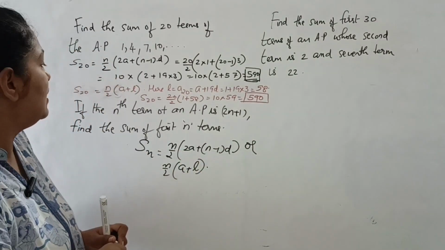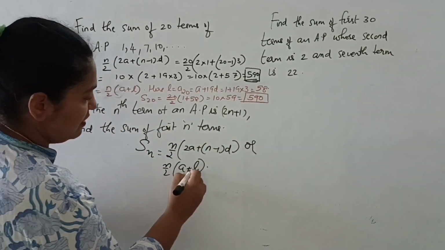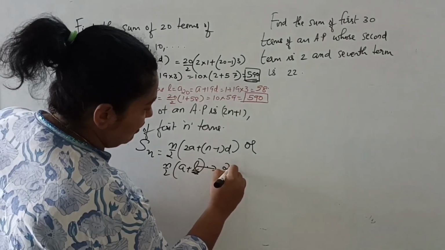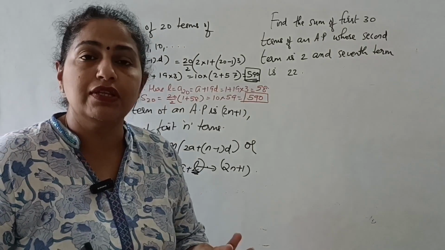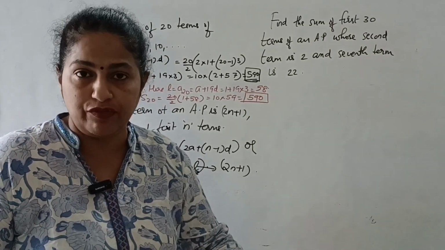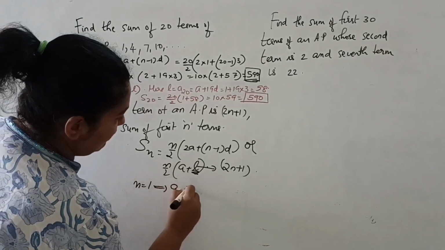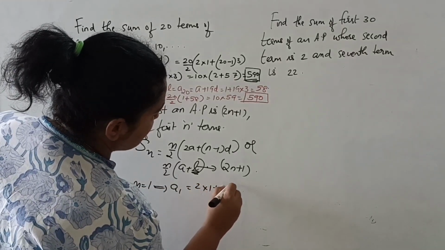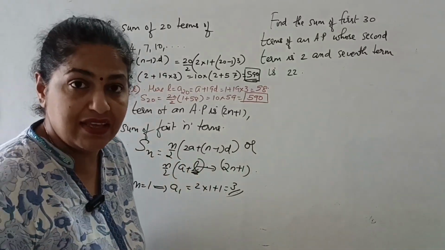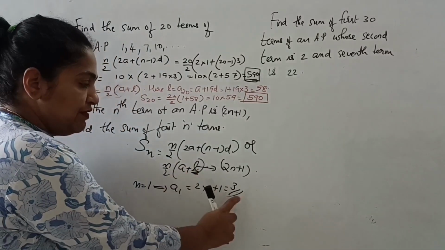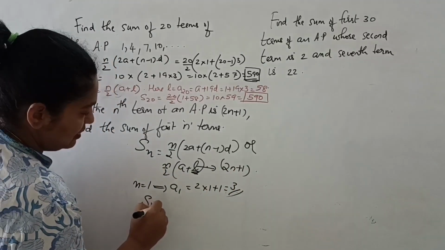Now here the nth term of the AP is already given to you. We need to find the sum of n terms, which means we know the value of L, which is equal to 2n plus 1. Since the formula for the nth term is given to you, you know how to find the first term by substituting n equal to 1. So you get a1 is equal to 2 into 1 plus 1, which is equal to 3. So you know the number of terms, which here is given as n. You know the value of a, which is 3. You know the value of the last term, 2n plus 1. So we can use the second formula here.